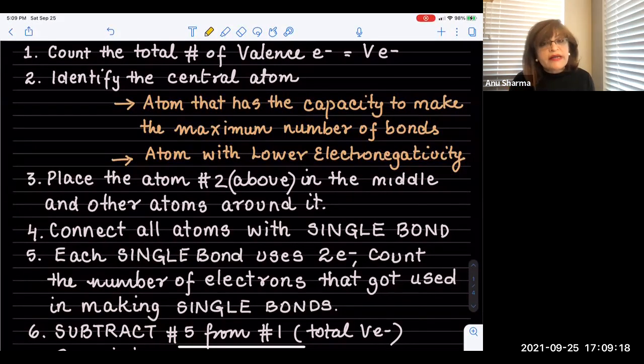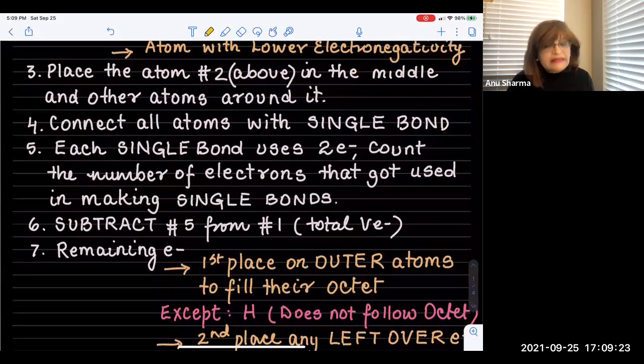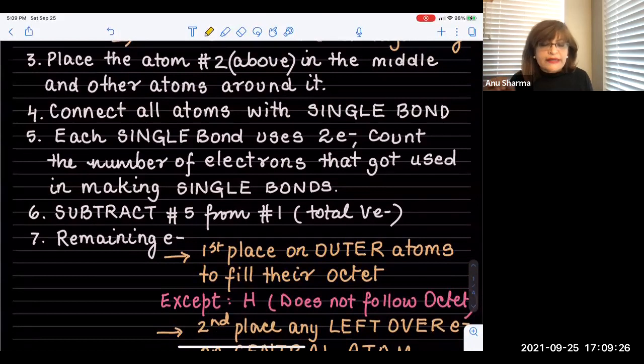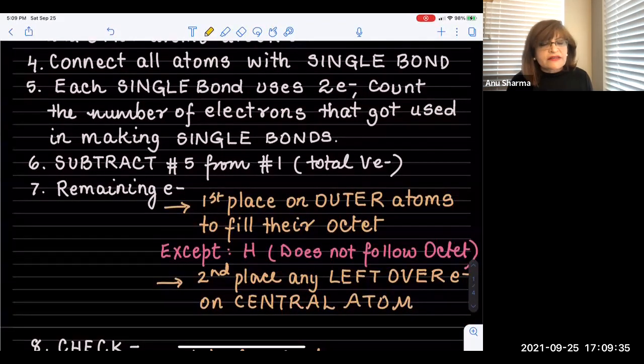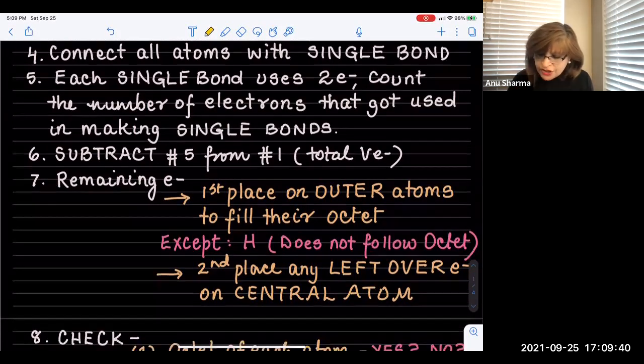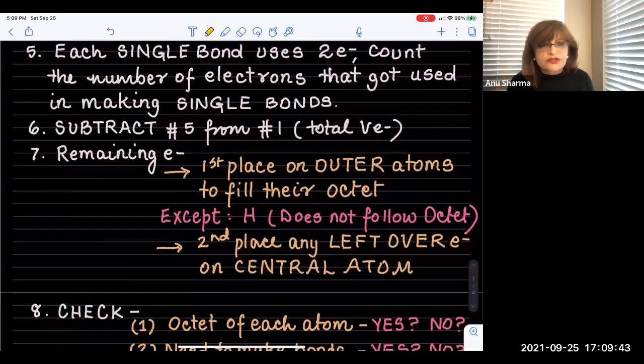Next is the atom with a lower electronegativity gets to be in the center, but not always. So hold on to that. Next is place the atom which you identified to be the central atom in the middle, and then the other atoms are placed around it. So always go with that step. Next is you connect all the outer atoms with a single bond to the central atom. And each single bond uses two electrons. Okay, so count the total number of single bonds you use times two, since two electrons are used to make the single bonds, and subtract this number from the total number of valence electrons.